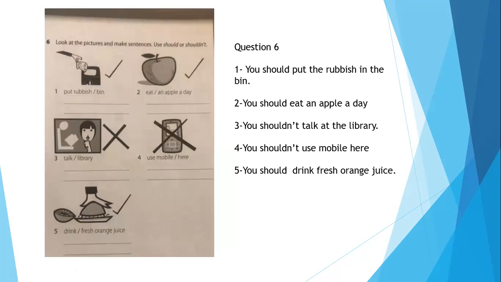Here, the last question, we are going to make a sentence according to the picture by using should and shouldn't. Here, you should put the rubbish in the bin. You should eat an apple a day or every day. You should not talk in the library or at the library. You shouldn't use mobile phone here. You should drink fresh orange juice.